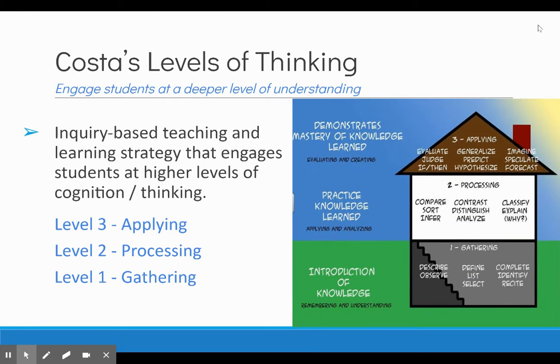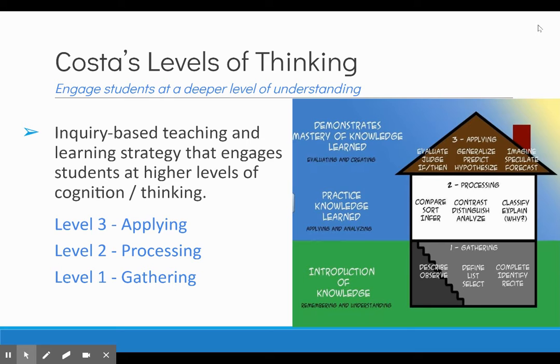Costa's levels of thinking allow students to engage with content at deeper levels of understanding. Many times, a house is used as an analogy to explain this process. At the base of the house is the foundational knowledge, vocabulary, and concepts that need to be understood in order to go higher. In the middle is where students can process the information and explain reasons behind the concepts.